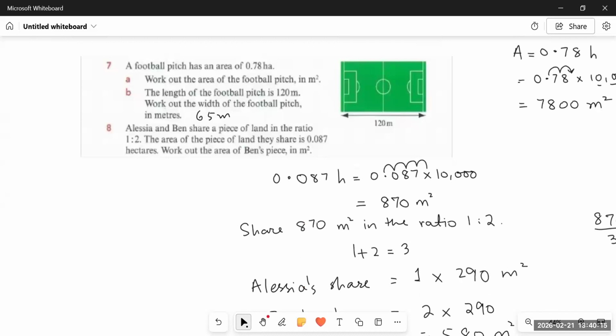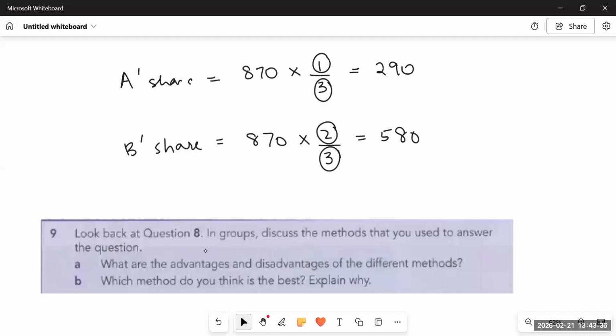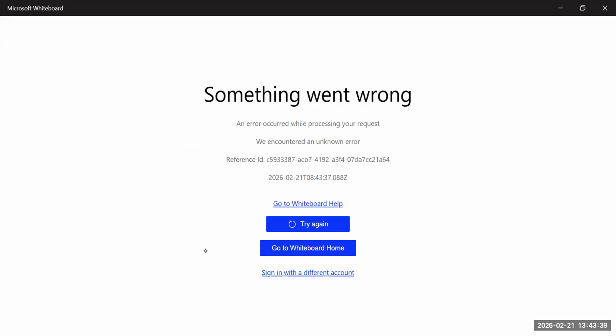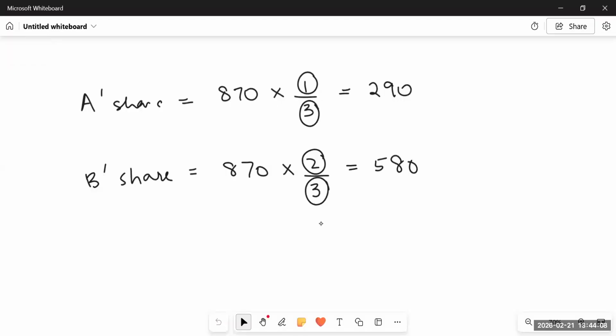So we are done up to question number 8. Now let's move to question number 9. Question number 9 is related to question number 8. It says look back at question number 8 and discuss the methods that you used to answer the question. So we used two different methods, the ratio and proportion methods. And what are the advantages and disadvantages of the different methods? Some methods are easy, some methods are difficult. And which method do you think is the best? I think using the ratio and proportion method is the best one.